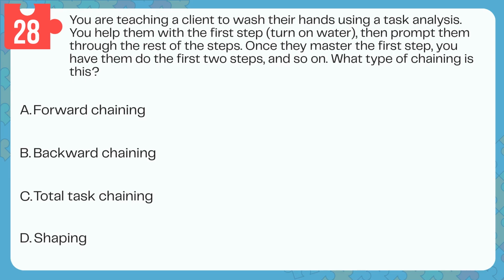Question 28. You're teaching a client to wash their hands using a task analysis. You help them with the first step, turn on water, then prompt them through the rest of the steps. Once they master the first step, you have them do the first 2 steps, and so on. What type of chaining is this? A. Forward chaining. B. Backward chaining. C. Total task chaining. D. Shaping.